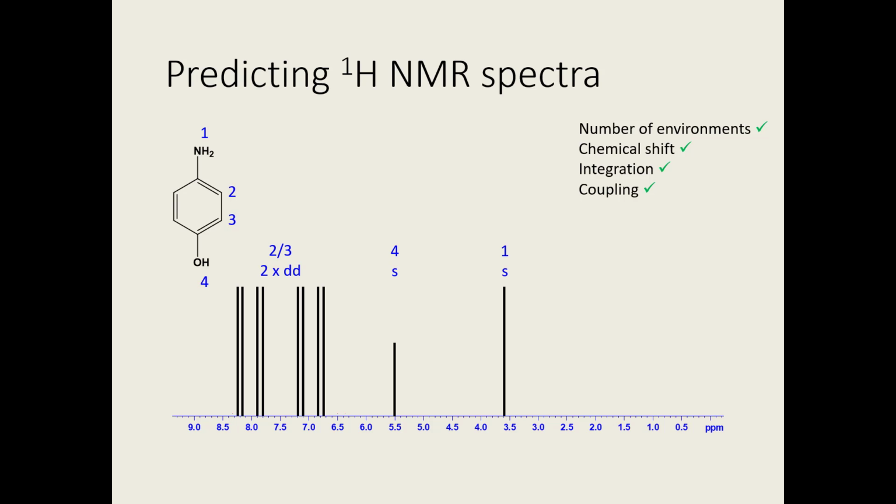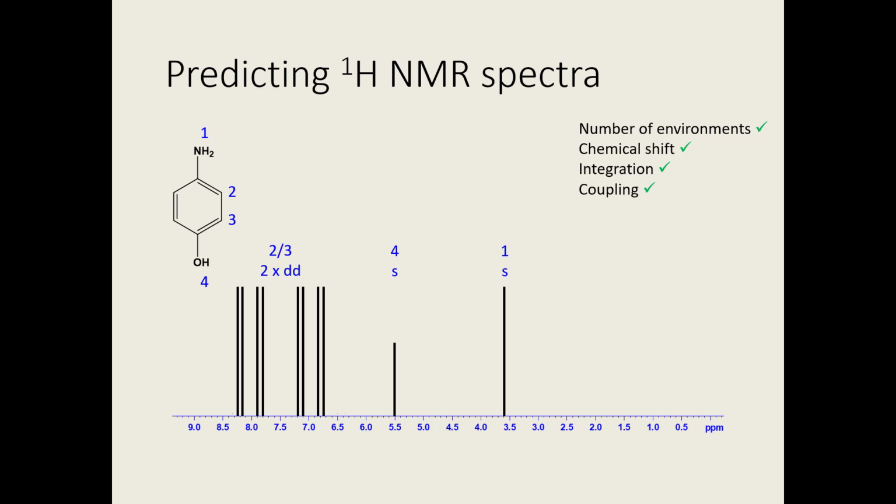Proton 2 has an ortho-coupling to proton 3, and a para-coupling to the other proton 3, so that will be a doublet of doublets. It's the same pattern for proton 3. It has an ortho-coupling to proton 2, and a para-coupling to the other proton 2, so again it's a doublet of doublets. This is approximately what we would expect the proton NMR spectrum of para-aminophenol, our starting material, to look like.